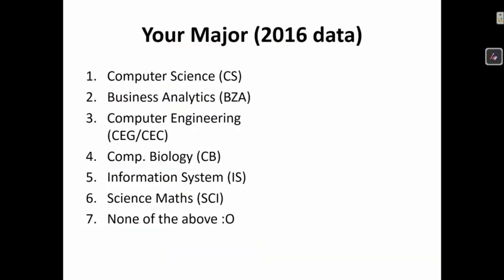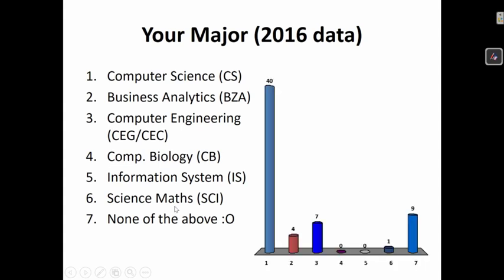Next, we gathered some information on the major that you're studying. There are seven different categories: computer science, CS; business analytics, BZA; computer engineering, CG; comm biology; information systems; science and maths; and none of the above. So this is what we gathered.